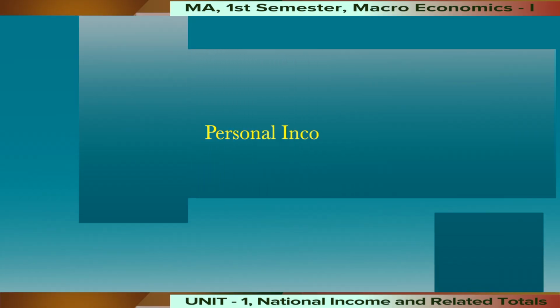We may express NNP at market price as follows. NNP at market price is equal to NNP at factor cost minus indirect tax plus subsidies. In India and the majority of the countries, it is the NNP at market price that is taken as the national income of the country. Now, personal income.